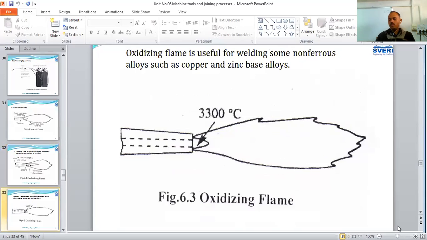Oxidizing flame. Draw this diagram of the oxidizing flame. This one is also necessary to complete the assignment.